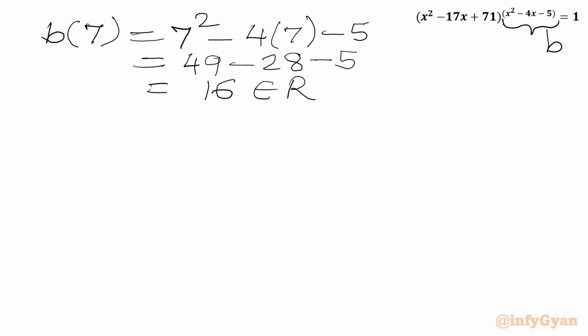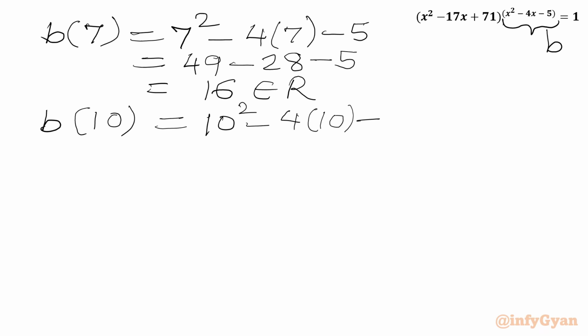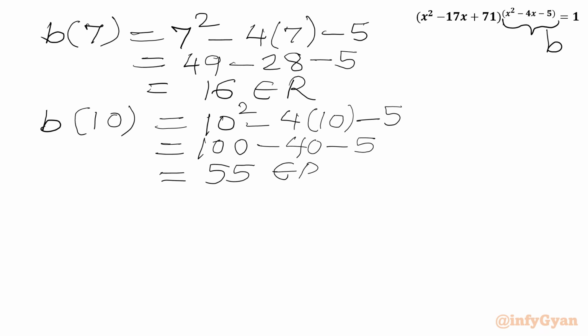Now we will check B10. So I am putting x equal to 10. So I will get 10 square minus 4 times 10 minus 5. So 10 square is 100, 4 times 10 is 40, minus 5. So 100 minus 45, we are going to get 55. And 55 is a real number. So our solutions from case 1 will be 7 and 10, and both are true.